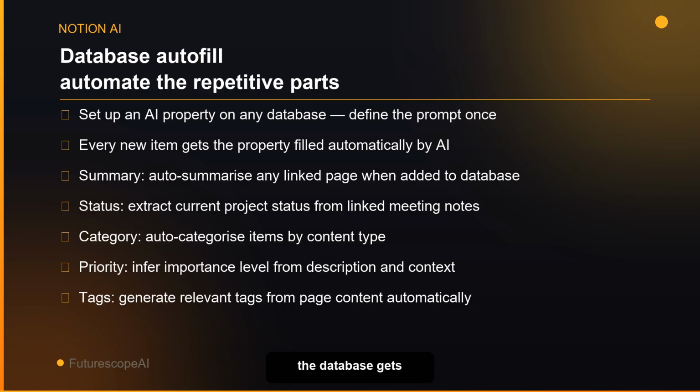Practical examples: a summary property that auto-summarizes linked pages when added. A status property that extracts current project status from linked meeting notes. A category property that automatically classifies content type. A priority field that infers importance level from the description and context. And auto-generated tags that pull relevant keywords from page content.